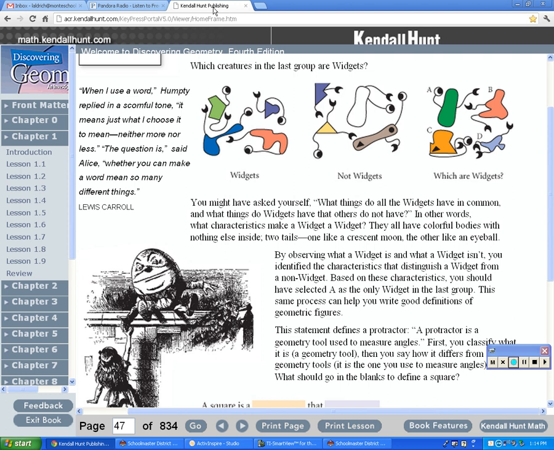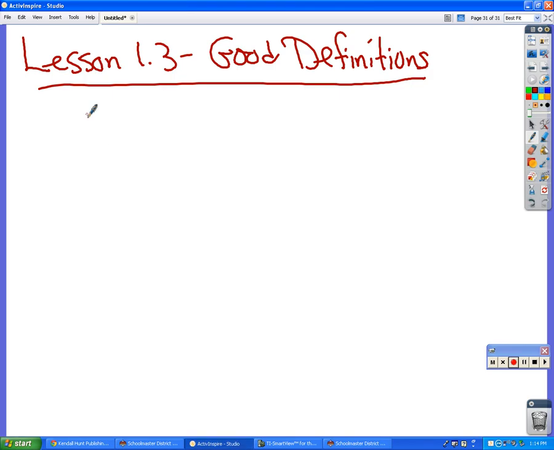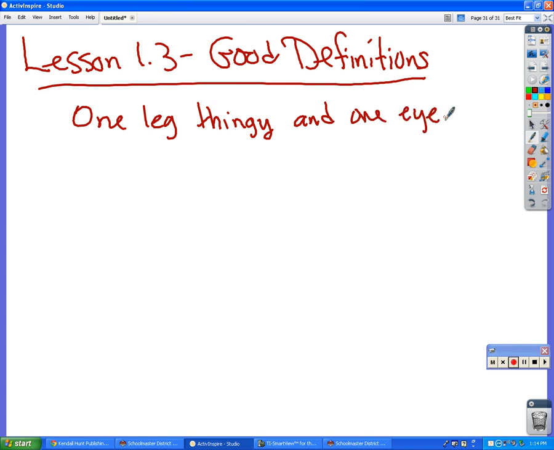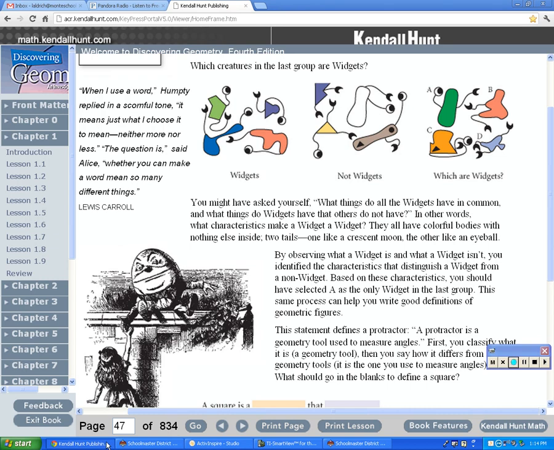So what's a widget? Give me a characteristic of a widget. Yes. It has one arm and one like leg thingy and eye. Okay. One leg thingy and one eye. Are you referring to these things right here? Yeah. Okay. This has one leg thingy and one eye, but it's not a widget, right? Okay, so there must be more.